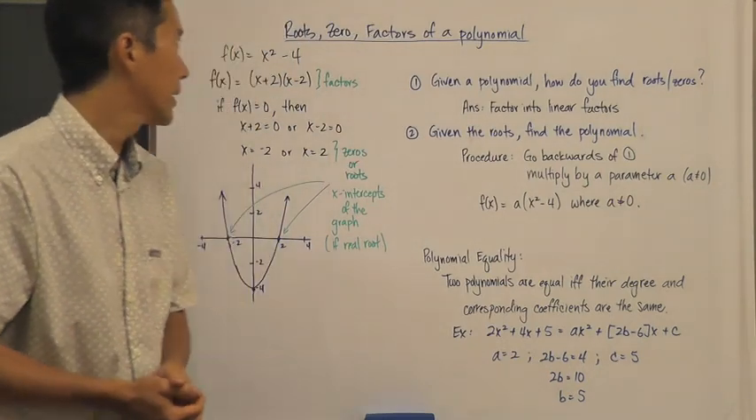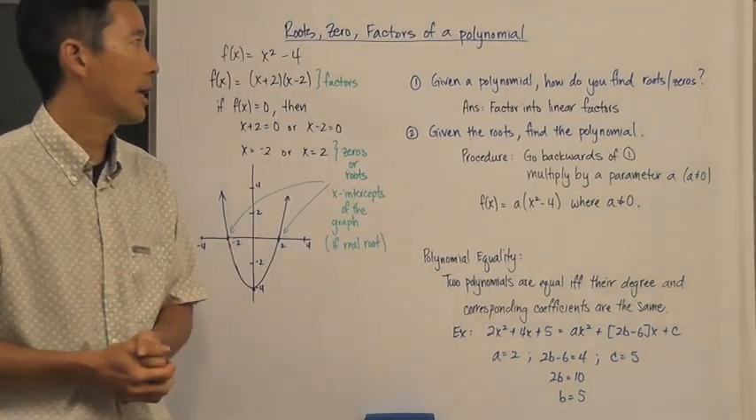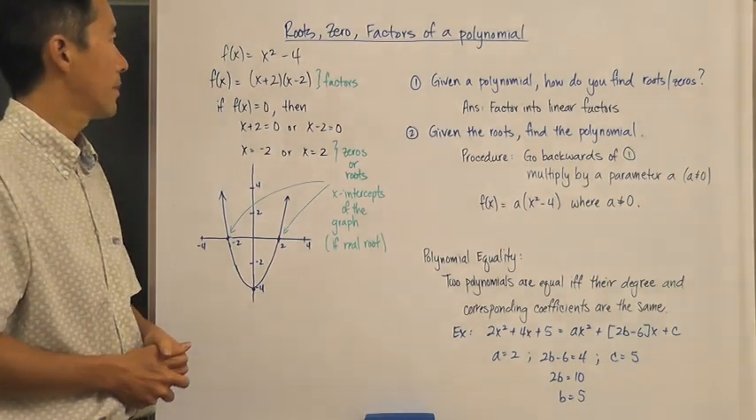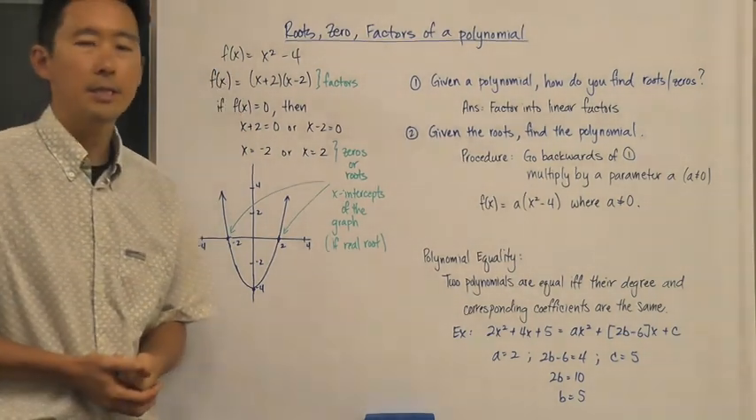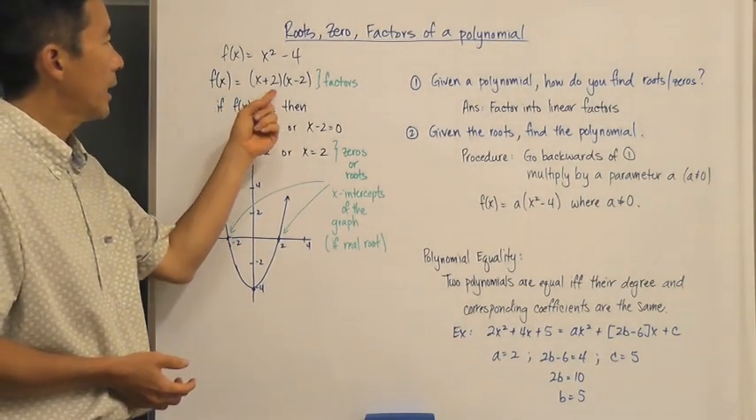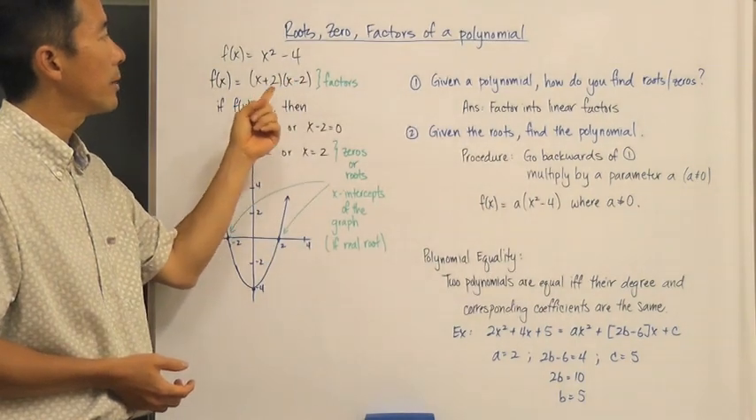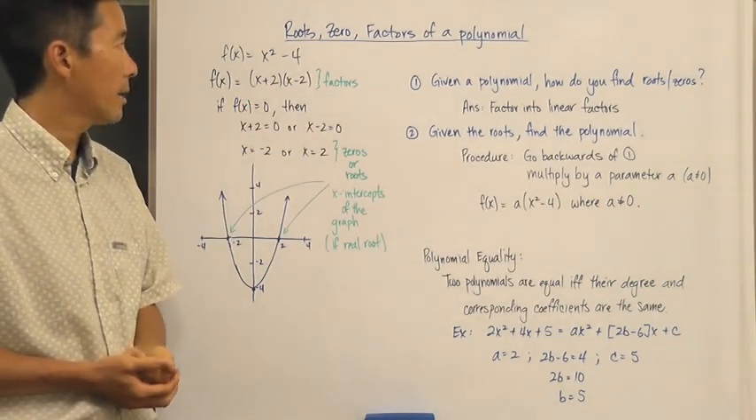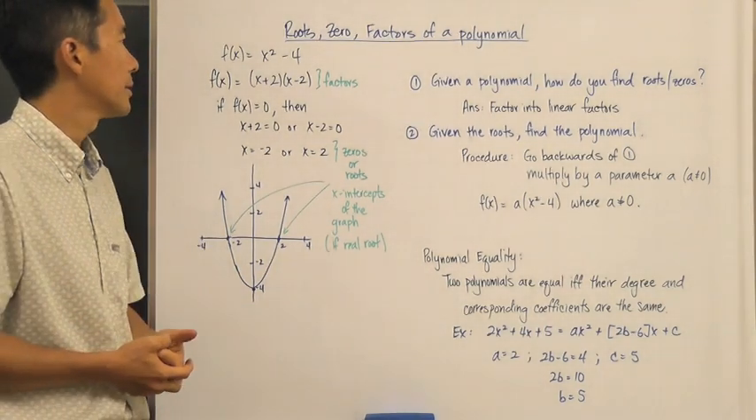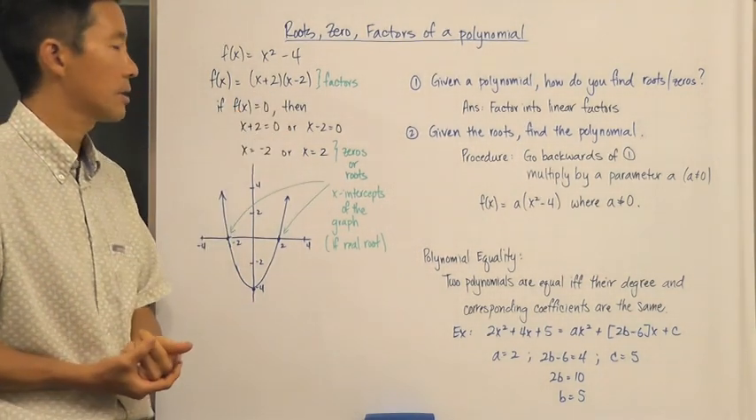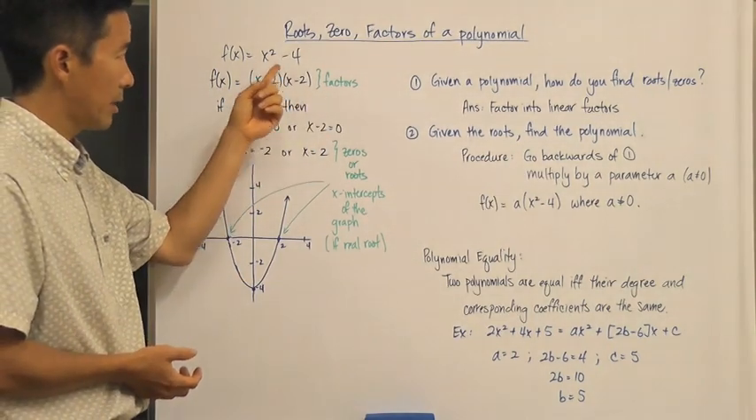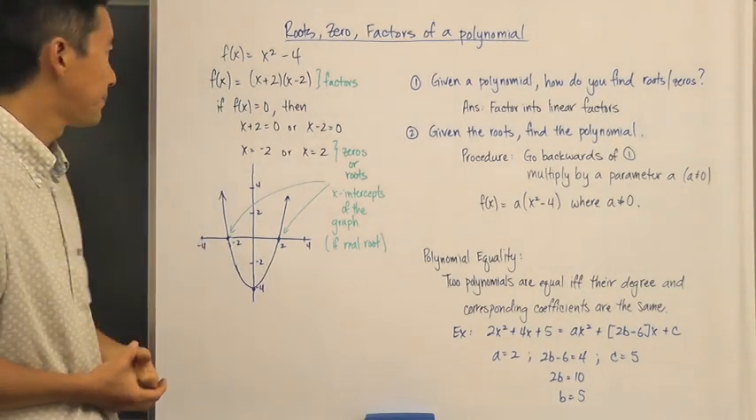Okay, let's go ahead and begin and let's take a look at roots, zeros, and factors of a polynomial. Now let's just say, for example, that we have f of x is equal to x squared minus 4. Then we can always take this polynomial and rewrite it as a multiplication of various linear factors. In this case, we know that this is just going to be x plus 2 times x minus 2. And those would be the factors of this particular polynomial, which we know is a quadratic.